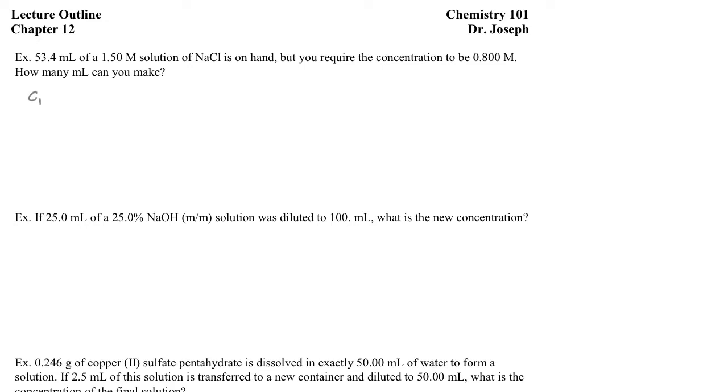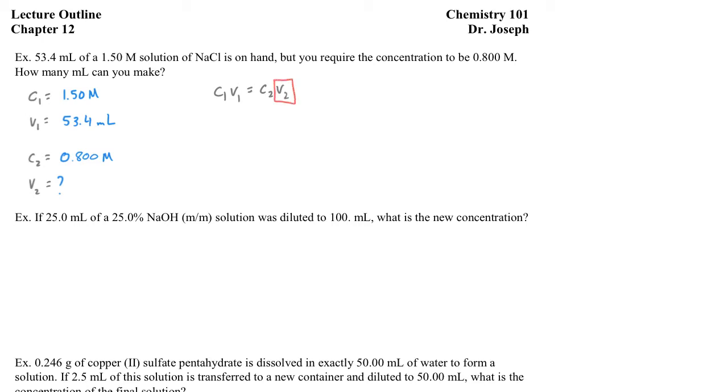Because we can use the C1V1 equals C2V2 equation to help us with dilution calculations, it's a good idea to write down all of those parameters in the left-hand margin when you're starting out one of these problems. So reading through this problem, we see that the initial concentration is 1.50 molar, the initial volume is 53.4 milliliters, the final concentration is 0.800 molar, and the final volume is what we're looking for, what we're trying to solve for.